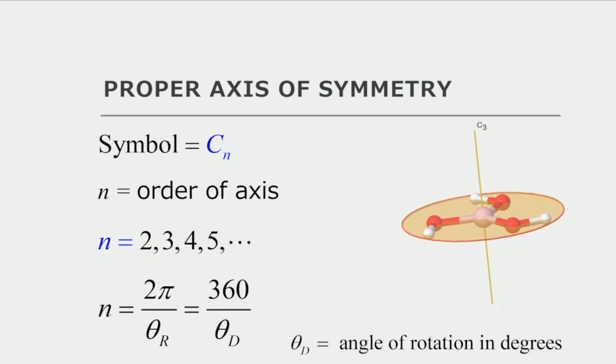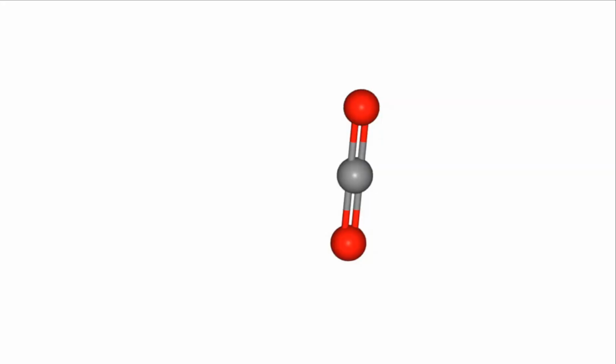And if n is equal to 2, the axis is known as a C2 axis, or it's also known as a dyad axis. And if n is equal to 3, it's known as a C3 axis or a triad axis, and so on. Okay, so now let's take an example of a linear molecule, carbon dioxide itself. We have seen the reflection planes associated with carbon dioxide already. Now let's find out the axes associated with carbon dioxide.